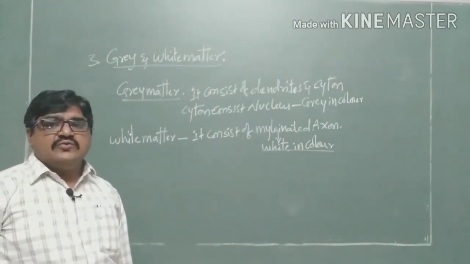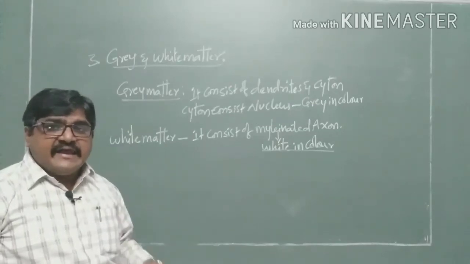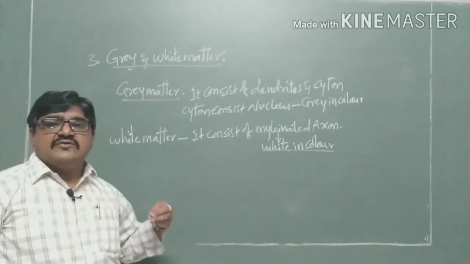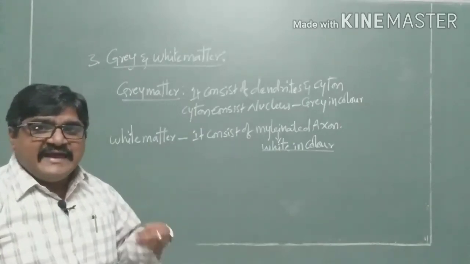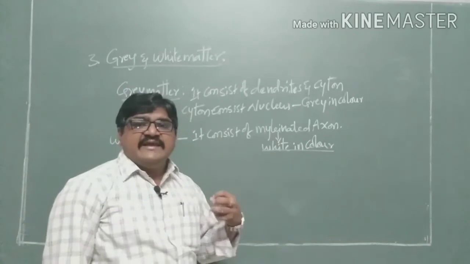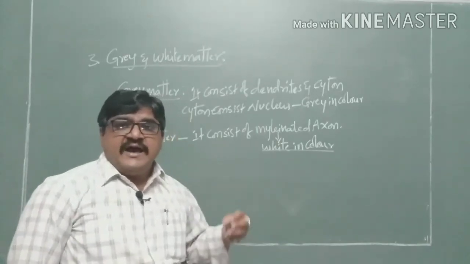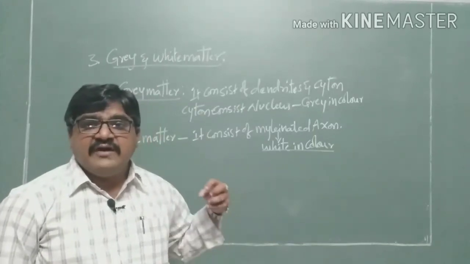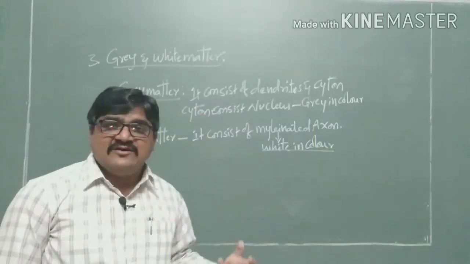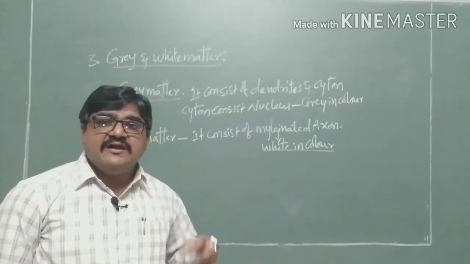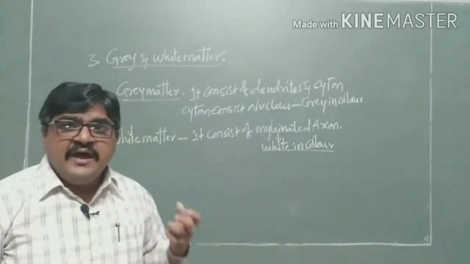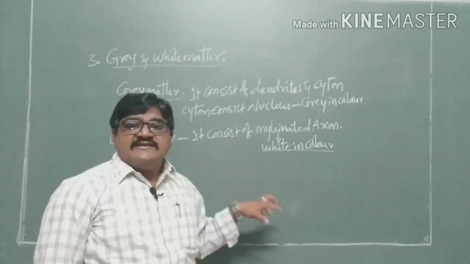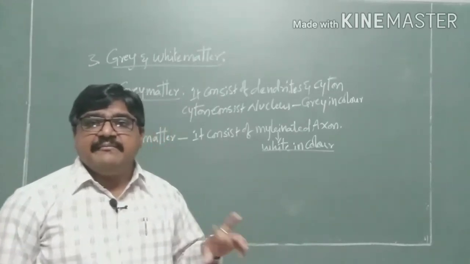So these are the two matters, that is white matter and gray matter. Why do we call it gray matter? The nucleus in the cyton, the nucleus which is present, is gray in color. Due to the presence of gray in color, this matter we call gray matter. And the white matter consists of myelinated or non-myelinated axons, which are white in color. So due to the presence of this white color, it is called the white matter.